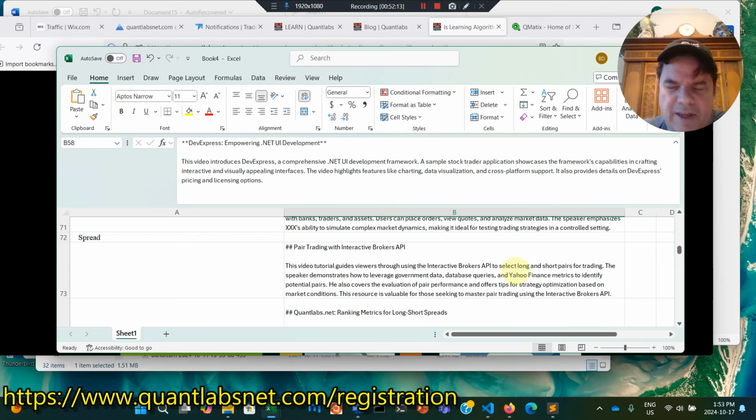So if you're going to do things like long, short pair trading, understanding how to leverage the government data, database queries, and okay, it might not be Yahoo Finance, but that's it. There's other resources out there. You can get the same data, but better data, very low priced, that I purposely hold off within this course.